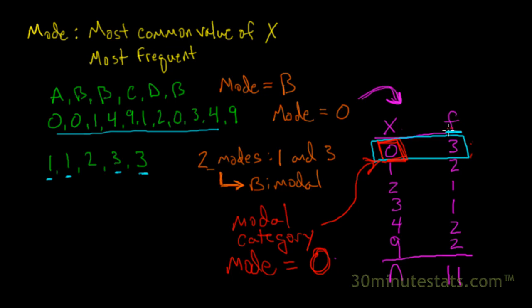Some people have a tendency to make a mistake, and when they're looking for the mode, they'll look at the frequency distribution and they'll see the most commonly occurring value is 3, and so the mode must be 3. That's not correct. It's not 3. You have to look at the value of the variable that occurs 3 times, and in this case the mode is 0.